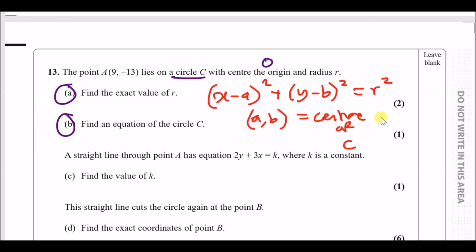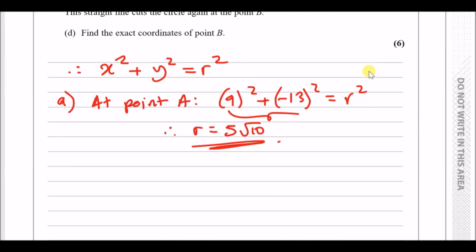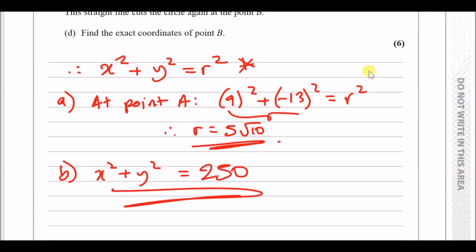And for part B, it follows on. Find the equation of a circle. So we have the equation of the circle right here. r is 5 root 10. If you square it, your equation is now going to be x squared plus y squared equals 5 root 10 squared. I think it's 250. Yep, 250. And that's it. That's A and B done.